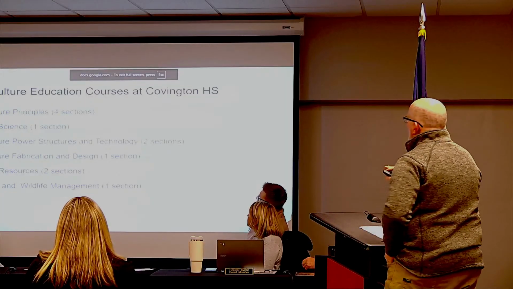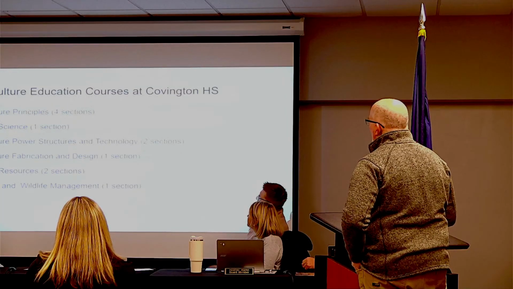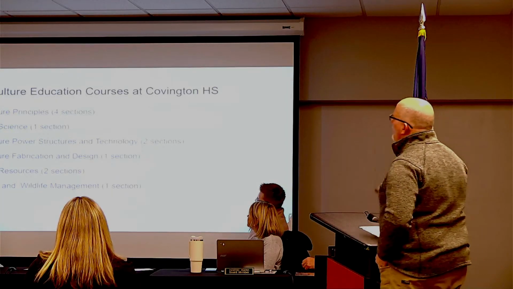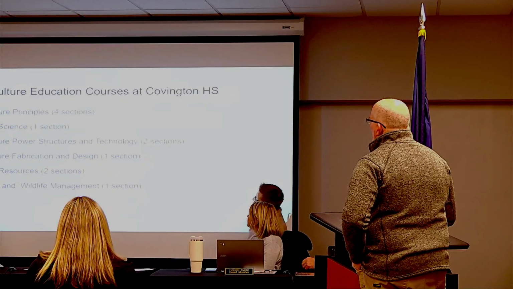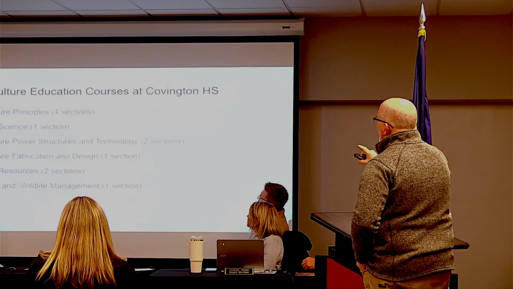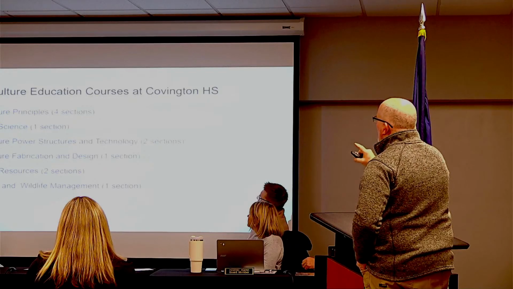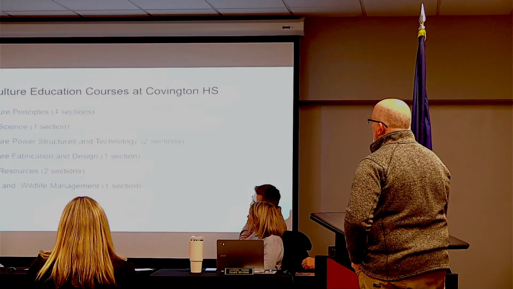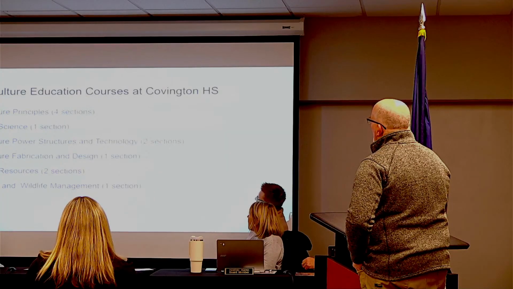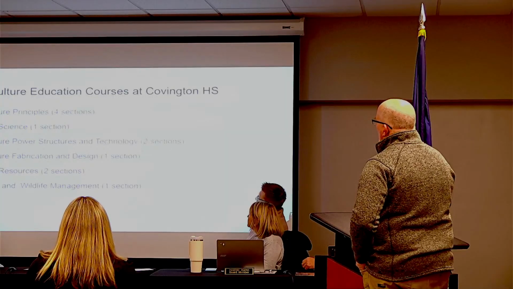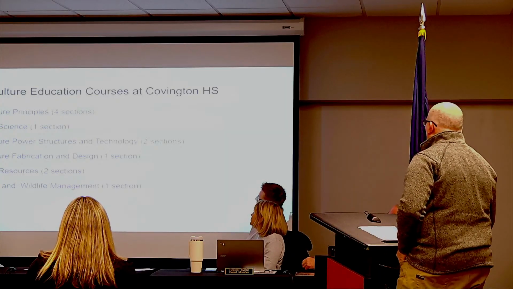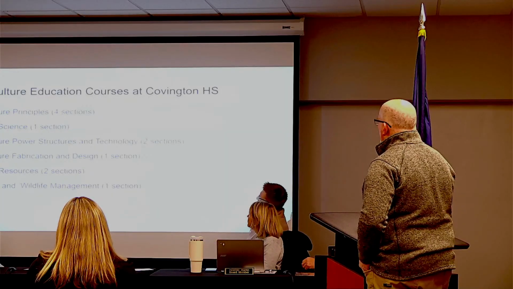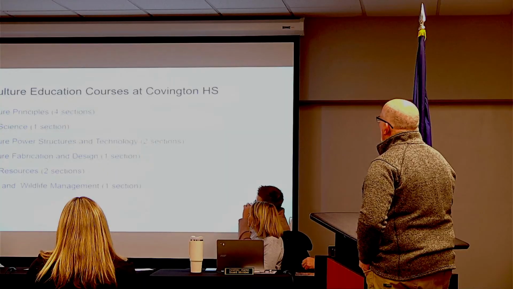So just real quick, there's a rundown of the courses that we offer and the number of sections for each of those courses. Ag Principles is our introductory course that ties in with how we do the pathways. Ag Power Structures and Technology, Ag Fab and Design, along with Ag Principles, earns a student pathway. And then the natural resource pathway: Ag Principles, Natural Resources, and then Forestry and Wildlife Management. We do not have a pathway with animal science. But if you have questions about any of those courses, you can look at the course guide or ask me.